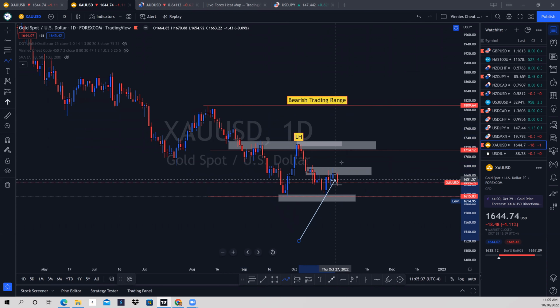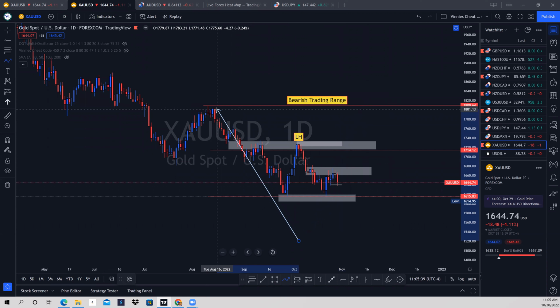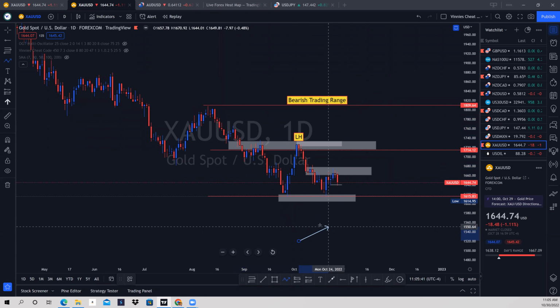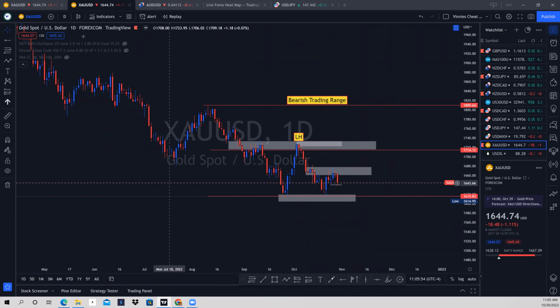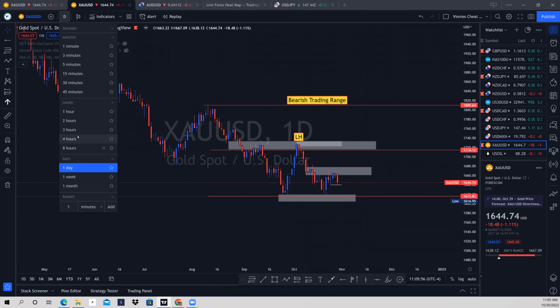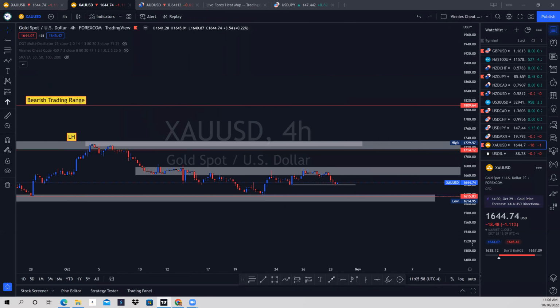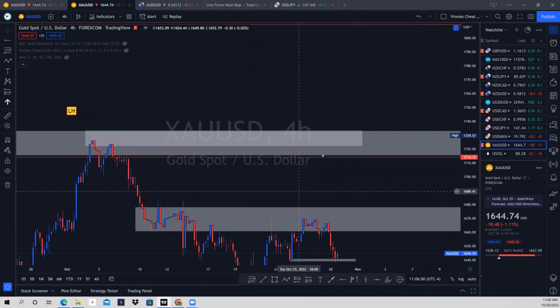If gold was to pull up and break this swing high, then my directional bias would change from a bearish to a bullish trading range. So currently, I'm only looking to sell gold, looking for opportunities in the market to sell gold. What I would do is scroll down to my 4 hour time frame to get a little more information. Let's see what we have here.